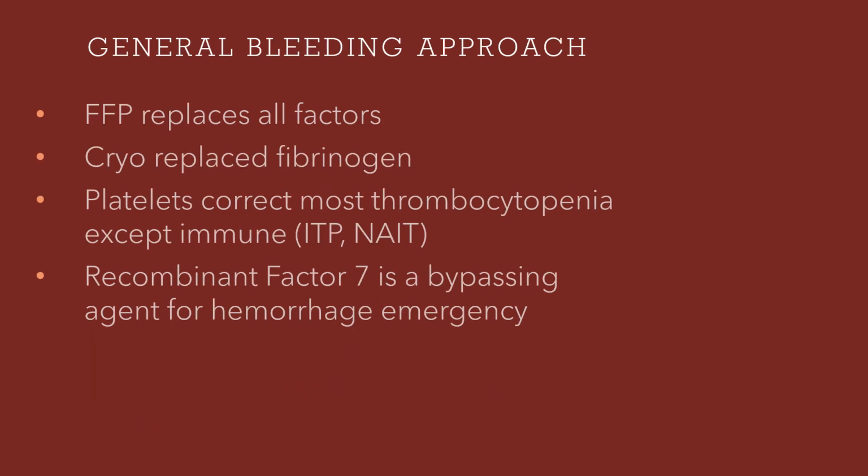In general, when a patient is bleeding, especially if you don't know the diagnosis, fresh frozen plasma or FFP is going to replace all the factors. Cryo will replace fibrinogen or factor 1. Platelets will correct most thrombocytopenias except for those immune ones. Those were neonatal alloimmune thrombocytopenia and ITP. And then if you use factor 7, you can use this as a bypassing agent for emergency hemorrhage. That's your extrinsic factor.